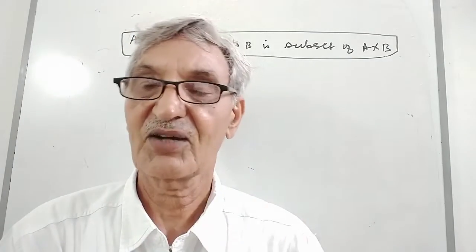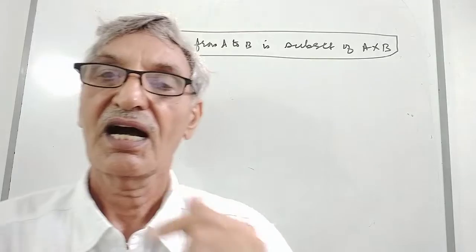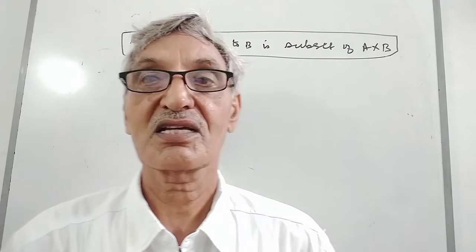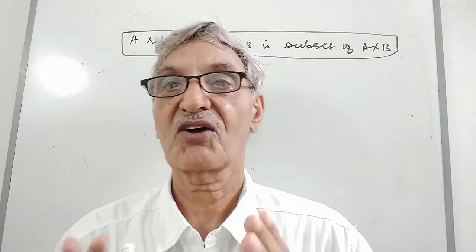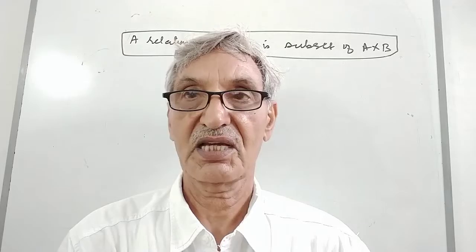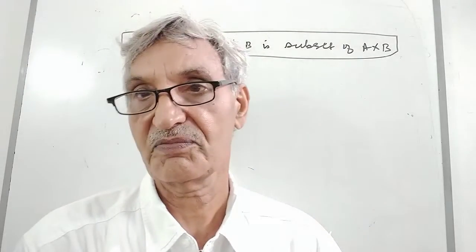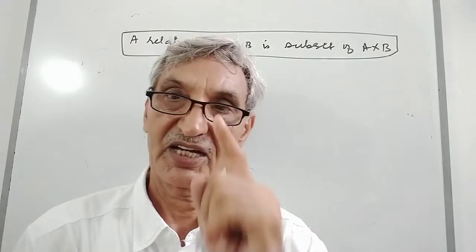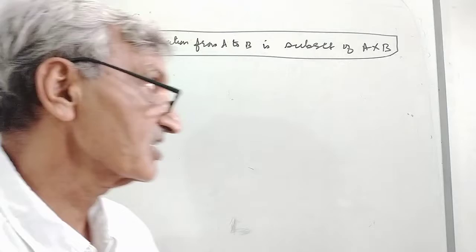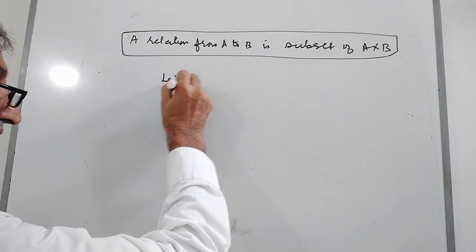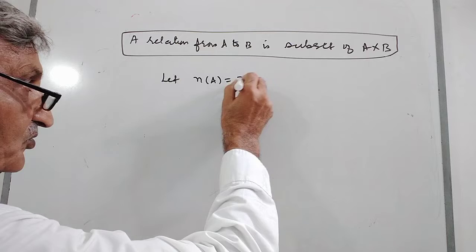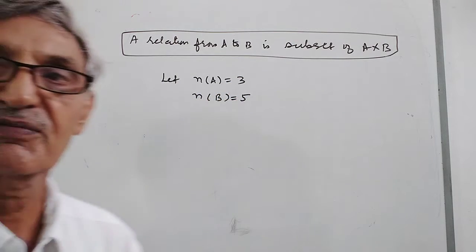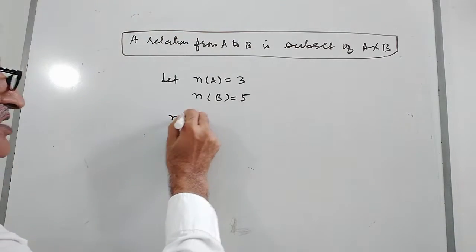Before going to the types of relations, let me ask a very important type of question. I said a relation is a subset of A cross B. Now let me ask a very simple question. Suppose I have a set A, number of elements in that is 3, and number of elements in B is equal to 5. Then what is the number of elements in A cross B?